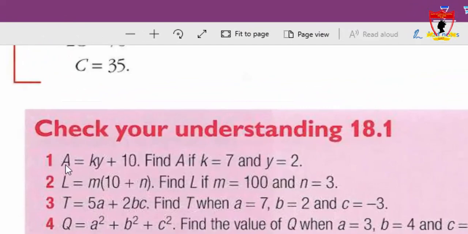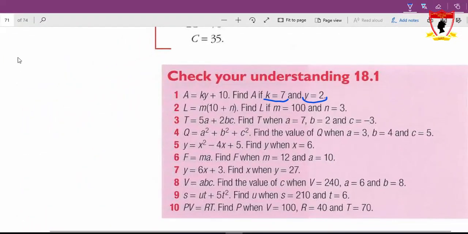To do number 1, a is equal to k times y plus 10. Then it's given that k is equal to 7, y is equal to 2. All you have to do, write 7 in place of k, write 2 in place of y, and whenever you see two variables like this, nothing between them, it means multiply them. Here we have ky, a is equal to ky means k times y plus 10.